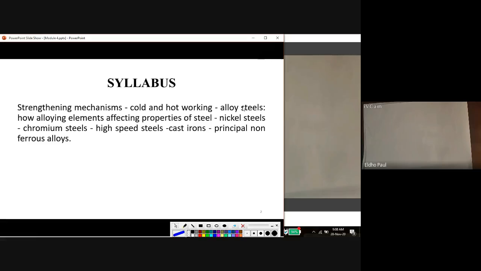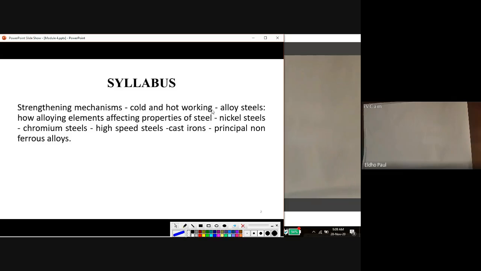So, good day. Today we are entering the fourth module of Metallurgy and Material Science. In this module, we are studying different strengthening mechanisms. We already discussed some of the strengthening mechanisms in the second and third modules. So we will study the strengthening mechanisms used in materials. Then we will study cold working and hot working processes. After that, we will study different alloy steels.